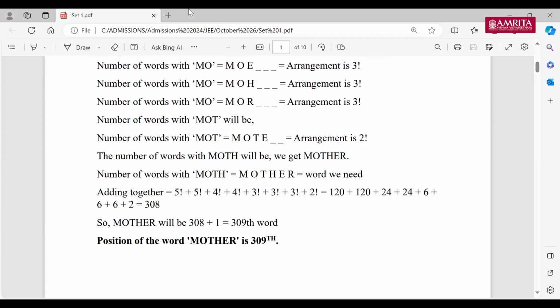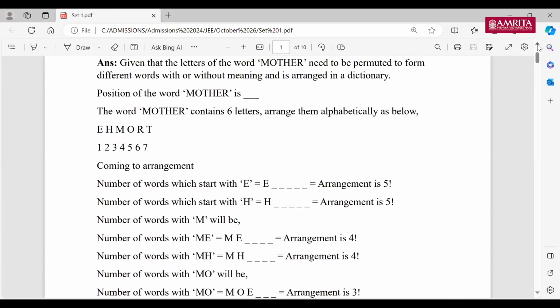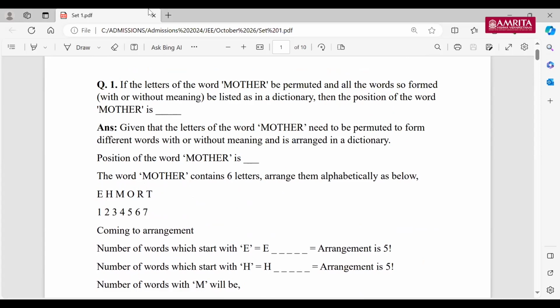I hope this part of the question is clear. And if there is any query, please do type that in the chat box before we move to the next question. I'll just quickly revise the question once again. I'm having a word which is given as mother. I'm just going to permute this word and form different words with or without meaning. I just want to understand the position of mother when all these words that are formed are arranged in a dictionary.